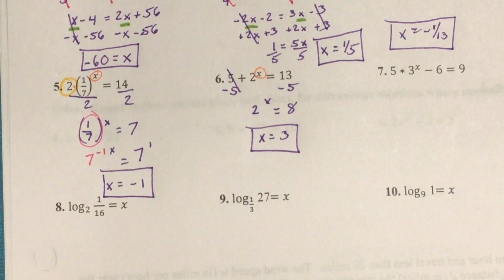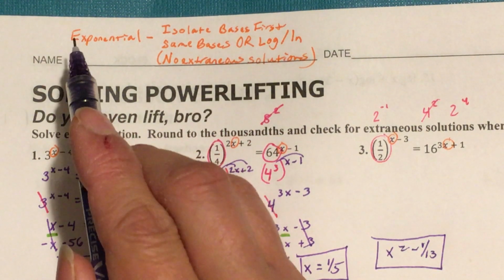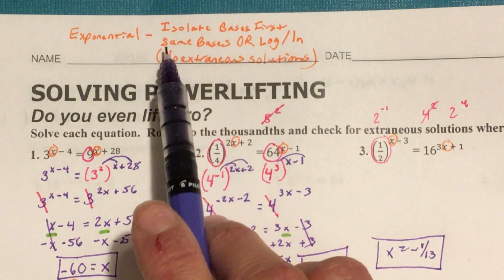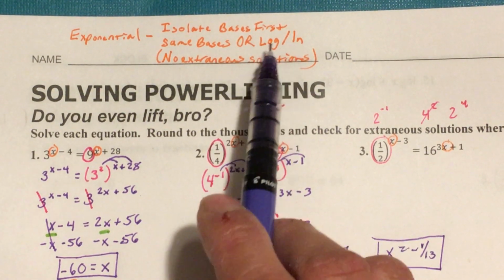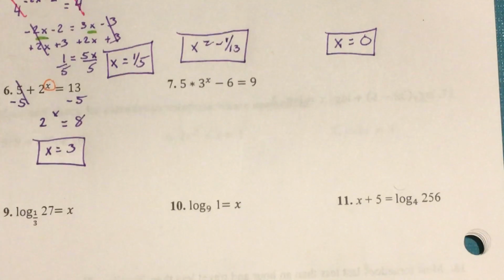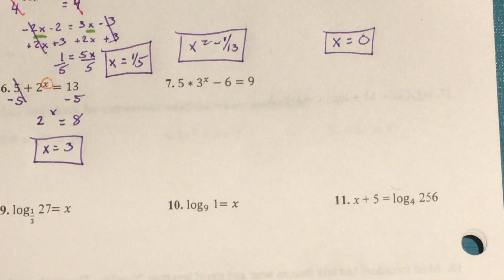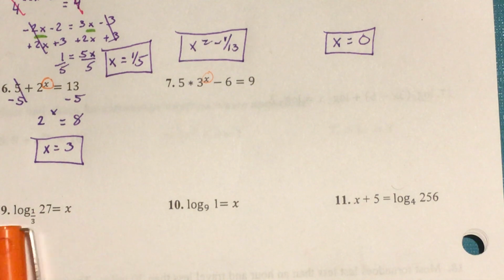So again, those steps for solving exponentials are identifying it's an exponential with our variable up in the exponent, isolating our bases, and then trying to get the same bases, or what we haven't encountered yet is logging or natural logging both sides. So let's see what happens when we look at number 7. First, how do I know that this is an exponential equation? We see that our variable is up in the exponent.